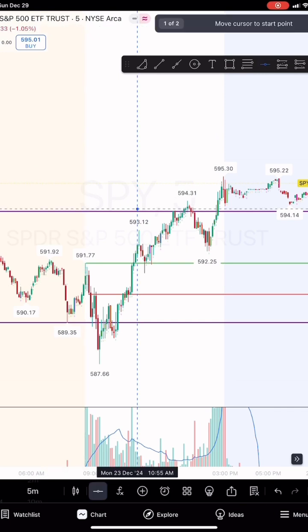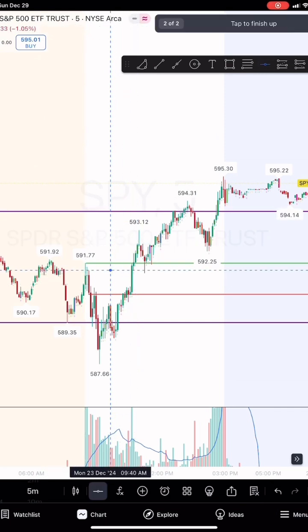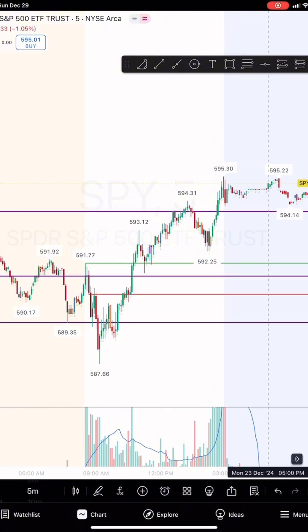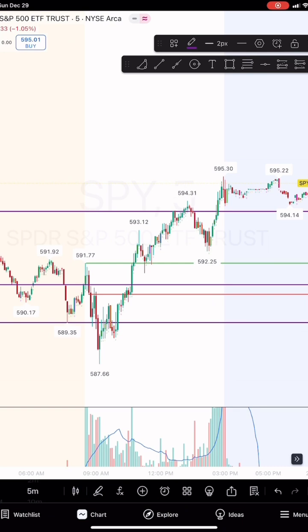That is the very first price that is printed during every session. So I marked that. I'm going to go ahead and change the color so that it sticks out. But the very first print of the day, you should be marking that level.